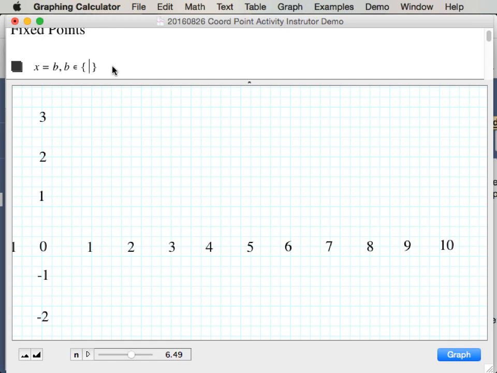Are we good still? And then we want to tell it which b values we want. So I'm going to start at -10. And then I want to go by what? What increment do I want to go by? 5. Well, actually I have them by ones. So I'm going to do them every one. So the next one I want is -9.